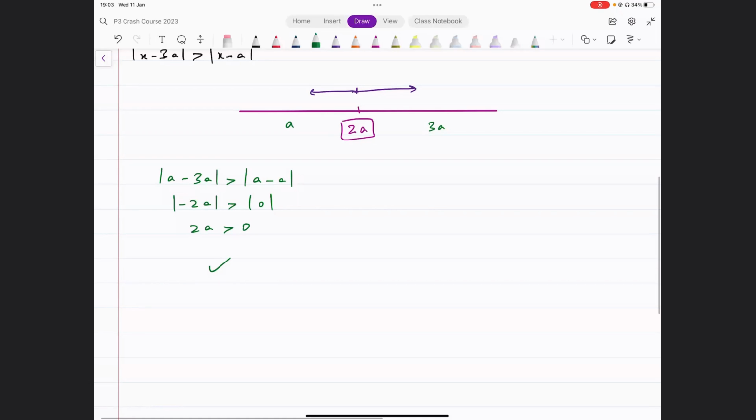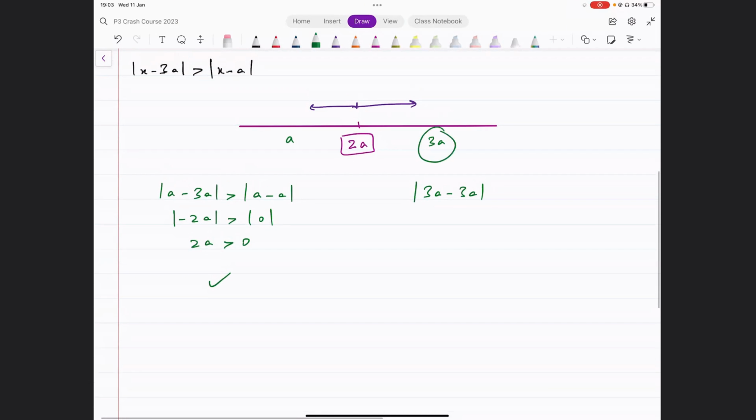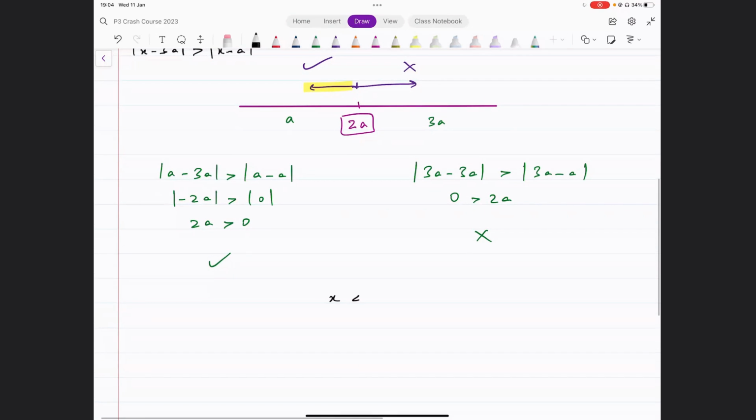Now let's try 3a. Gives us |3a - 3a| on the left side. When we put x equal to 3a, in place of x when we put 3a, this will come. On the right side, we've got |3a - a|, and this gives us 0 greater than 2a, and that is incorrect. So the region on the left side is correct. The region on the right side is not correct. So our final answer therefore is x less than 2 times a. This is our final answer.